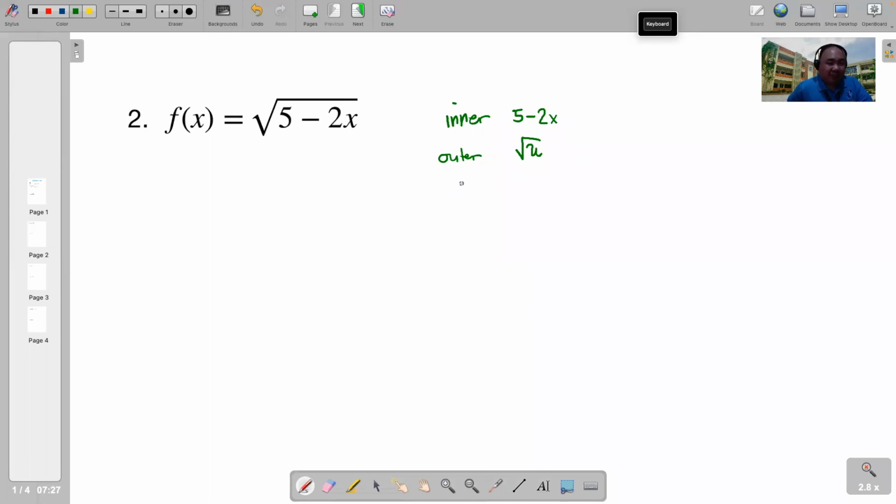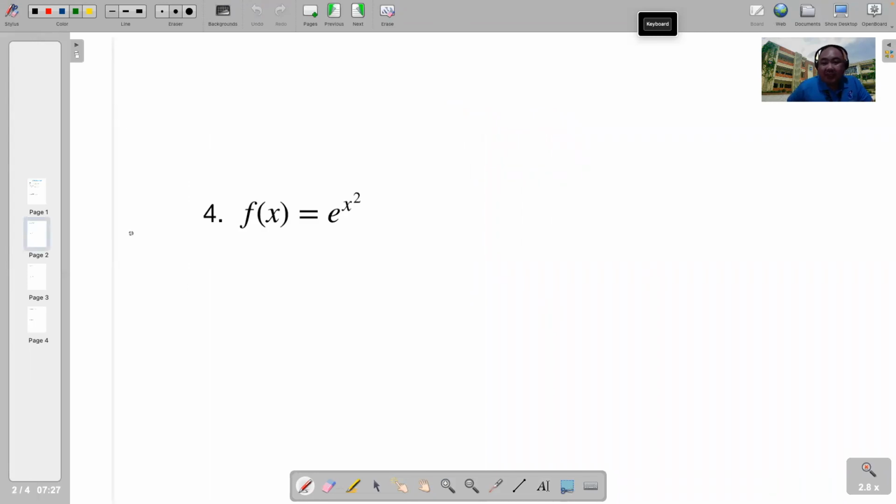Let's have one last go. What about f of x is e raised to the x squared? Can you tell me what's the inner function and what's the outer function? Very right. The inner function is x squared, and the outer function is the transcendental function e raised to something. Of course, we do know that in this case, that something is x squared.